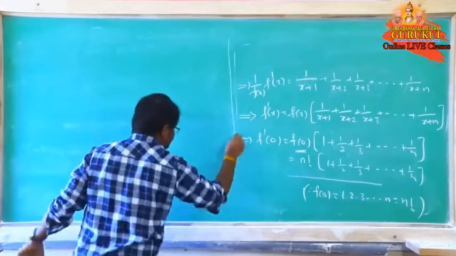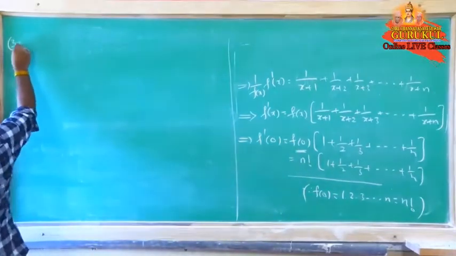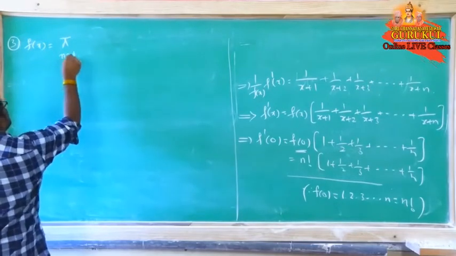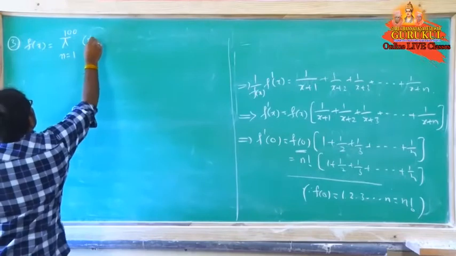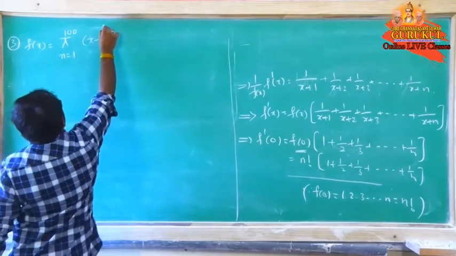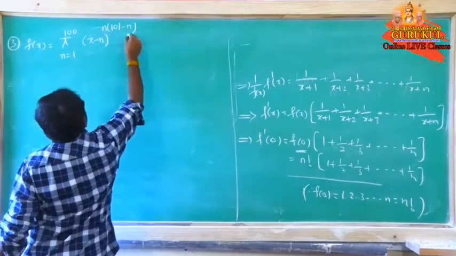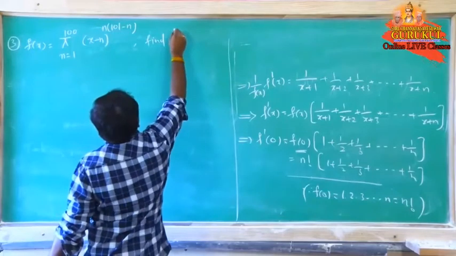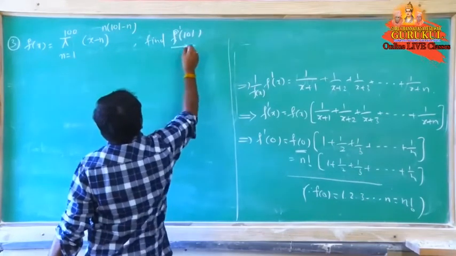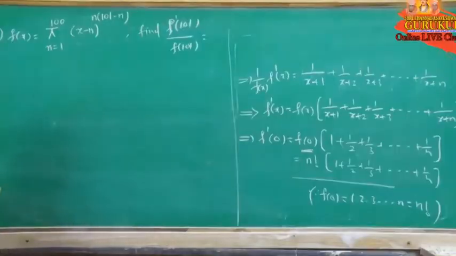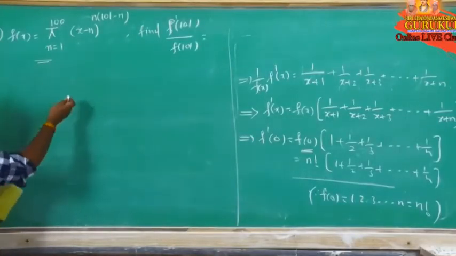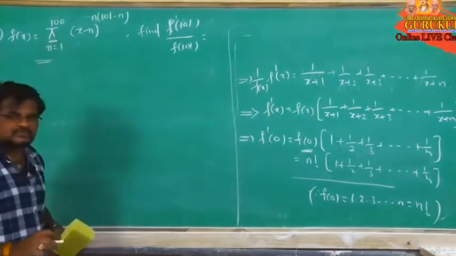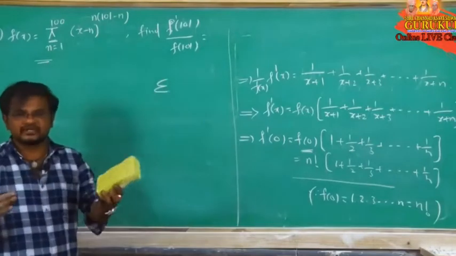Try one more problem here. f of x equal to product, n equal to 1 to 100, of x minus n to the power of n into 101 minus n. Then find the value of f dash of 101 by f of 101. Now this is the given function. In the previous one it was directly given, but here pi is nothing but the product of terms, and sigma is nothing but the sum of the terms, right?